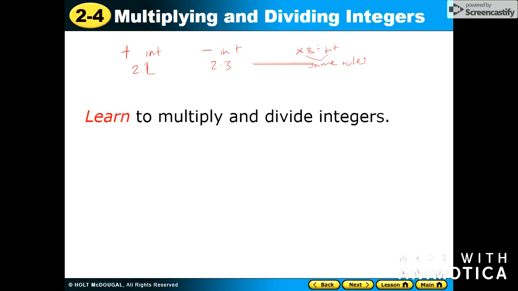And even better news, I think the rules to follow when multiplying and dividing integers are a lot easier than adding and subtracting, which you might not think seems logical, because when you were younger, you thought multiplying and dividing was a little bit trickier. But man, I think the rules for integers are a lot easier.